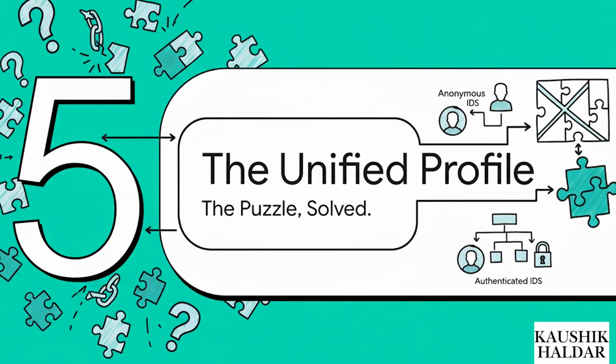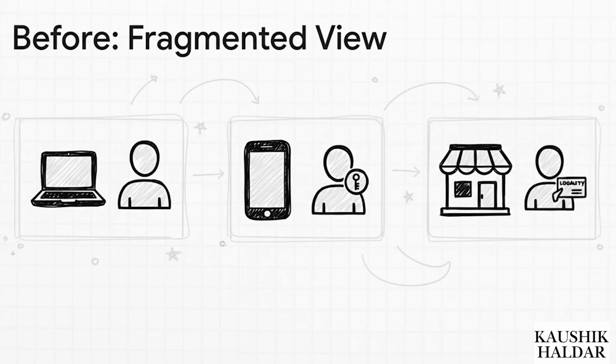With all these pieces we've collected, the anonymous IDs, the authenticated IDs, and the maps that link them all together, we can finally solve the puzzle and build that complete picture. Let's just quickly remember where we started. Before all this identity mapping, the company saw three completely separate events: an anonymous visit on the website, a known login on an app, and an in-store purchase tied to a loyalty card. As far as the data was concerned, these were three different people.